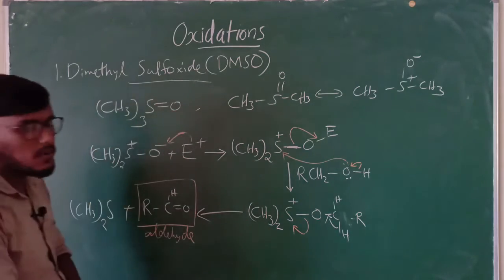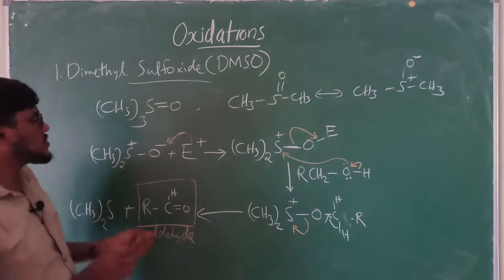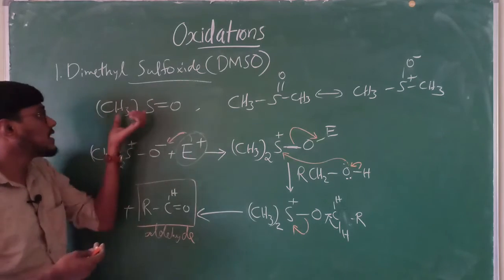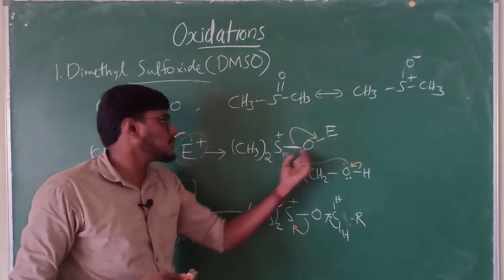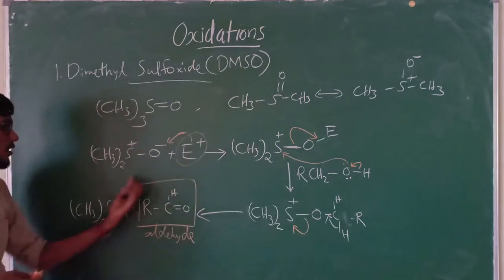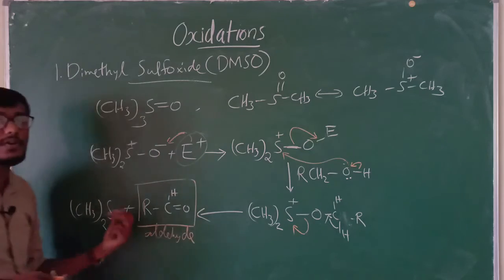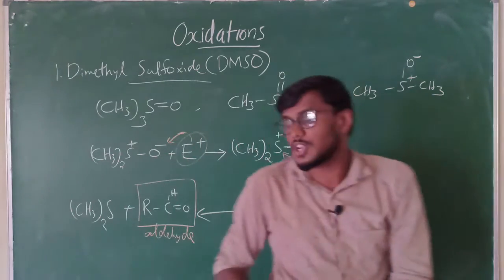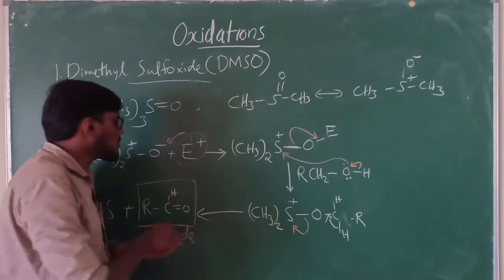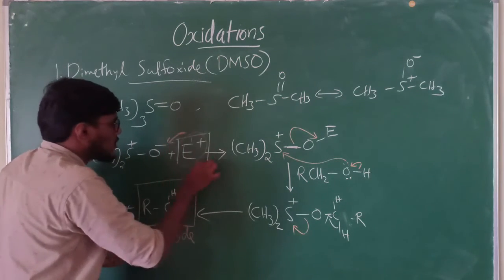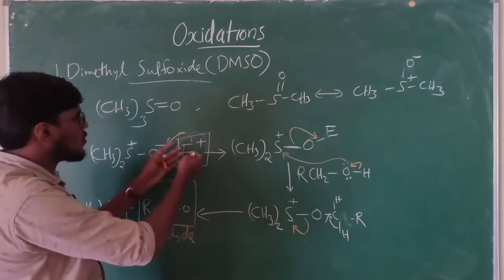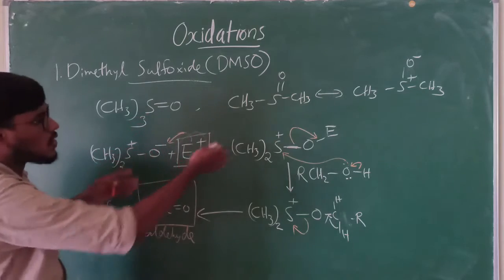This is a general mechanism of DMSO oxidation. Some electrophilic molecules activate this DMSO in the first step. This is the activated DMSO and it attacks the alcohol, and this alcohol forms the aldehyde or carbonyl compound as the product. So this is the general mechanism of DMSO oxidation. Next, we are going to check what are the possible electrophilic molecules suitable for this attack. What are the possible electrophilic molecules involved in this DMSO oxidation?